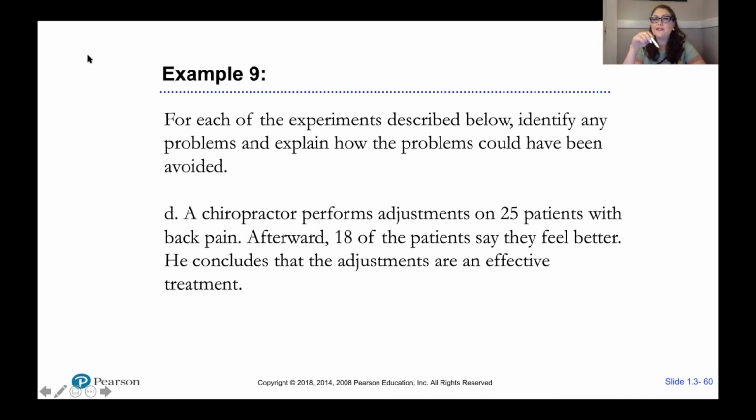Okay, so first off, he performs adjustments on patients with back pain. Afterwards, so immediately afterwards, they say they feel better. So we haven't checked the long-term effects, A. B, the chiropractor is the one asking, so his patients could be trying to say, oh yeah, I feel better, and kind of people-please. So we don't know if they're an effective treatment because there was also no control group. No control group. That's important, right? So see, you got to talk these things through and think them out.